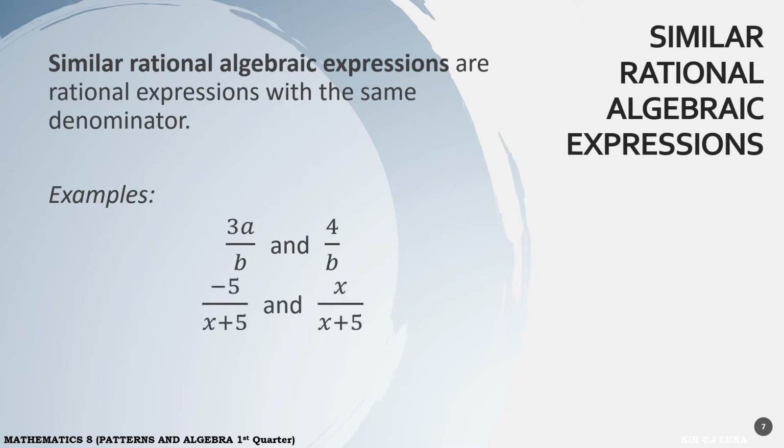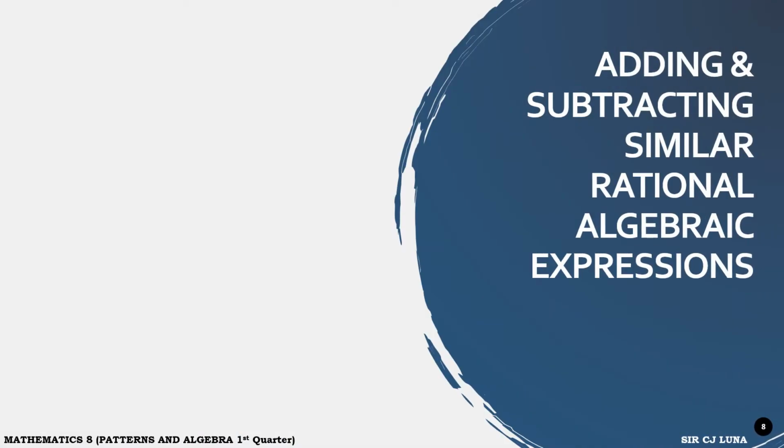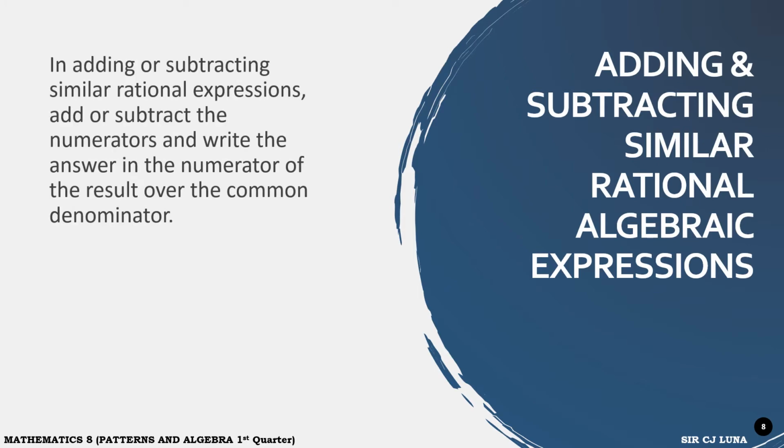Another is negative 5 over x plus 5 and x over x plus 5. And last example, we have x squared over x minus 1 and negative 1 over x minus 1. So these pairs are examples of similar rational algebraic expressions. Let us now discuss adding and subtracting similar rational algebraic expressions. In adding or subtracting similar rational expressions, add or subtract the numerators and write the answer in the numerator of the result over the common denominator.